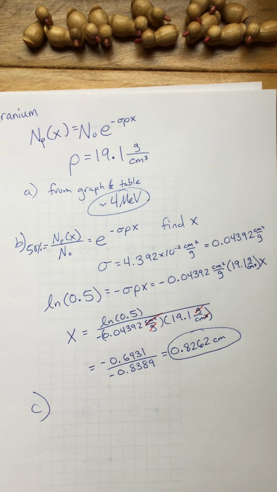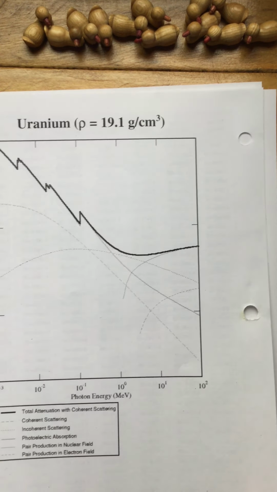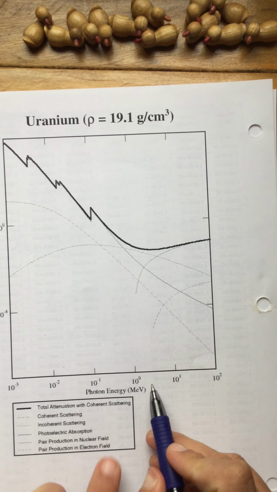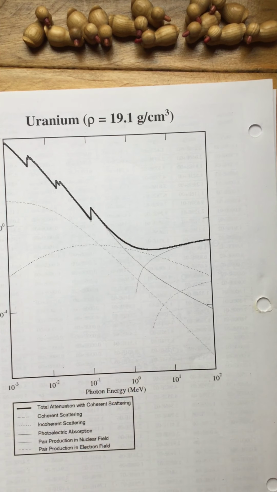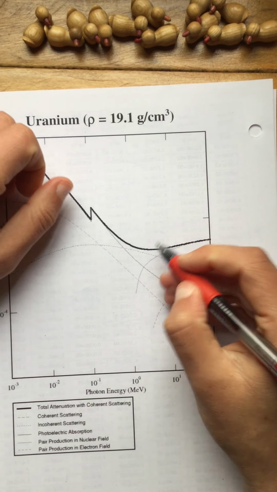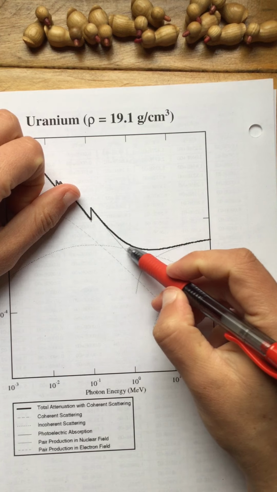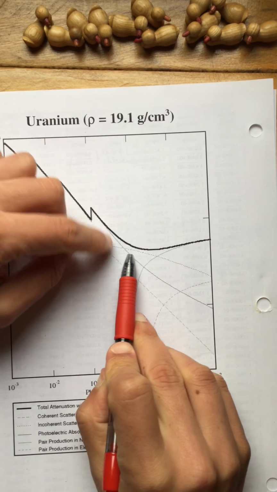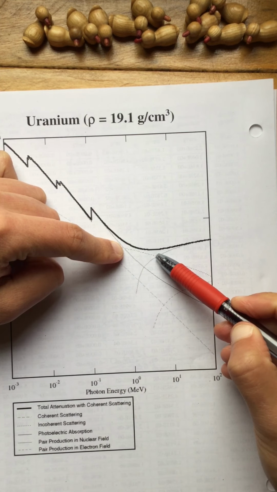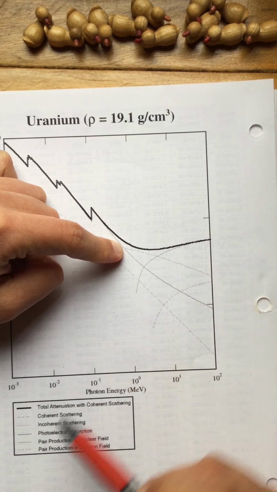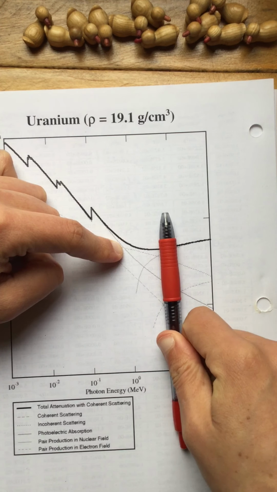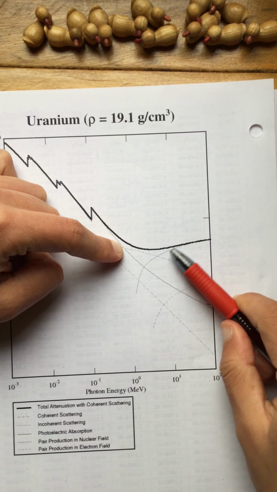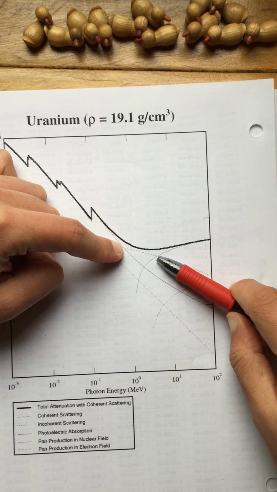What percentage of photons undergo this process? Okay, so first, let's look at the graph. So 4 mega electron volts, that was somewhere between here and here. The dominant process, so this is not everything, this is just one process. The dominant process is this dotted line here, which is the highest between this point here and this point here. That dotted line is for incoherent scattering. So as long as 4 isn't before where this line becomes the highest, it's going to be incoherent scattering.